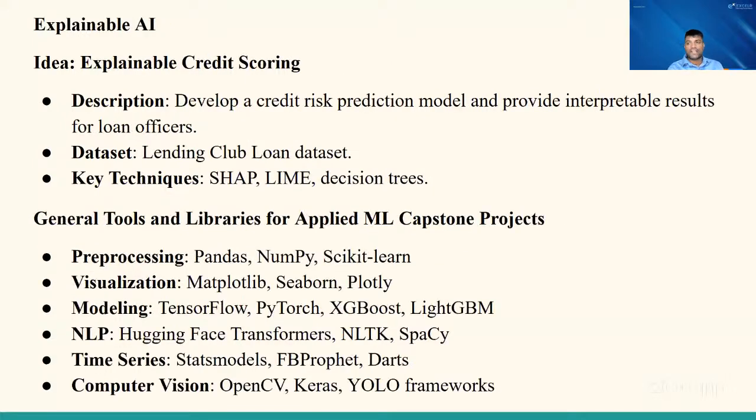So next, in explainable AI, you can come up with, right? You can actually pick up an idea. In the explainable AI part, you can develop credit risk modeling, right? Using techniques like SHAP, LIME and all those things.